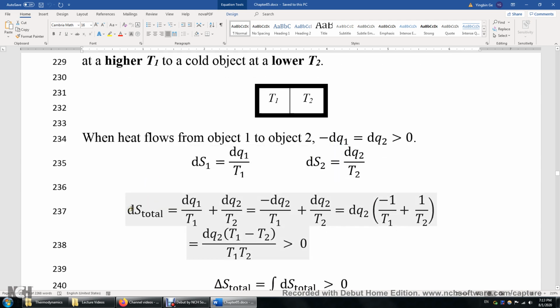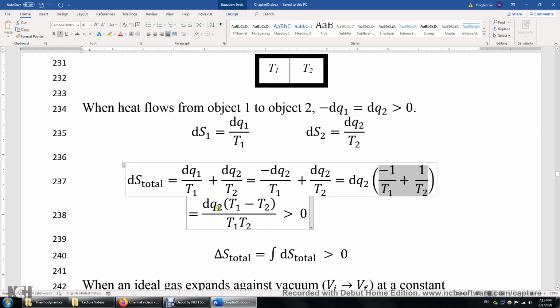How do we compute dS total? It's very simple. It's just the sum of the entropy change of object 1 and object 2. We put them together, and we can combine these two terms because dQ1 is negative dQ2. Heat flows from 1 to 2. dQ2 is the common factor. We take it out here. Now we have these two terms. We combine these two terms. The result is dQ2 times (T1 minus T2) over (T1 times T2).